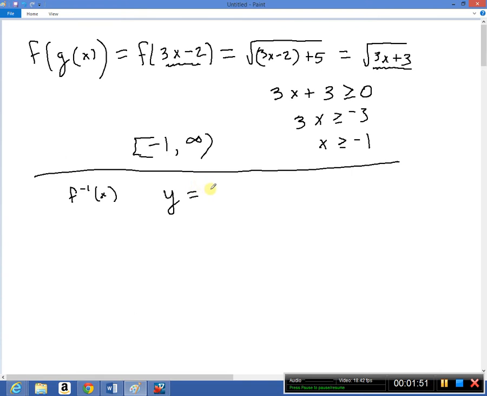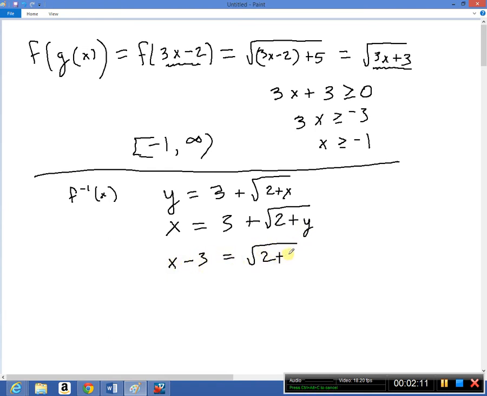3 plus square root of 2 plus x. Well, the algorithm that the book gave us for this was to switch x and y, and then solve the resulting equation for y. So first thing you do is subtract 3 from both sides, and you get a radical on the right. Square both sides, so that's going to give you 2 plus y, and x minus 3 squared.